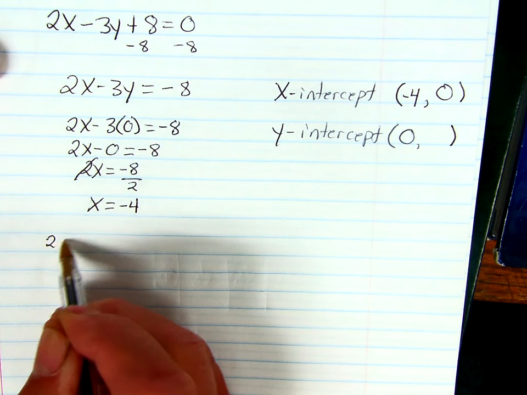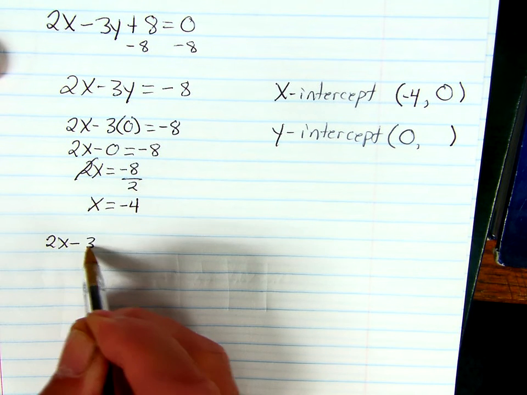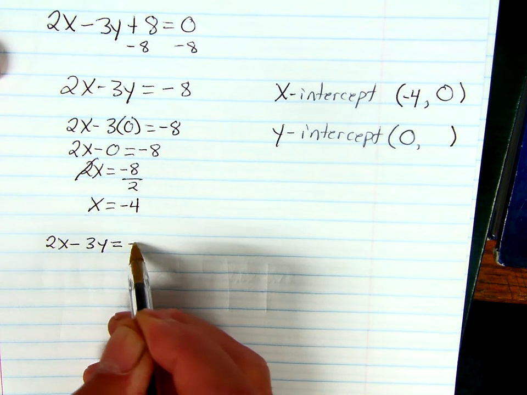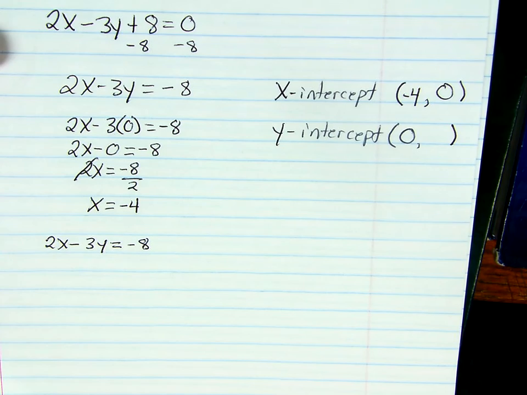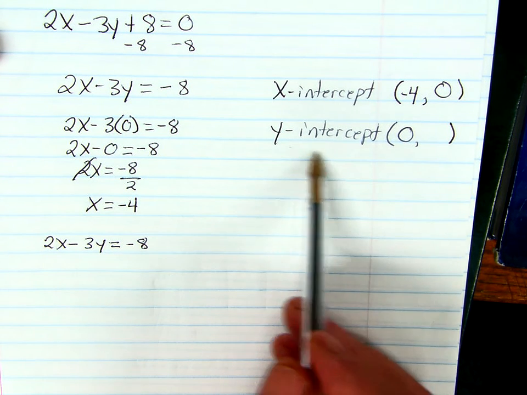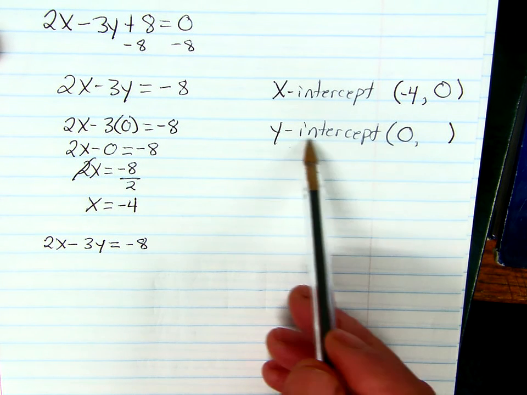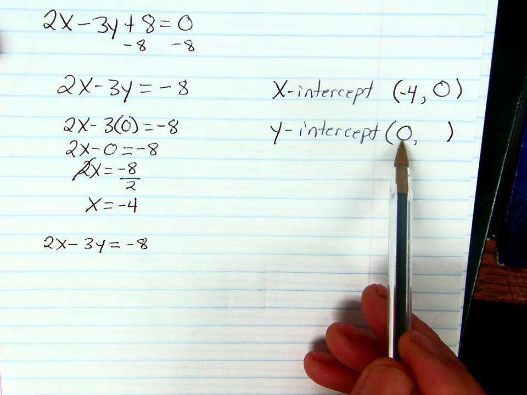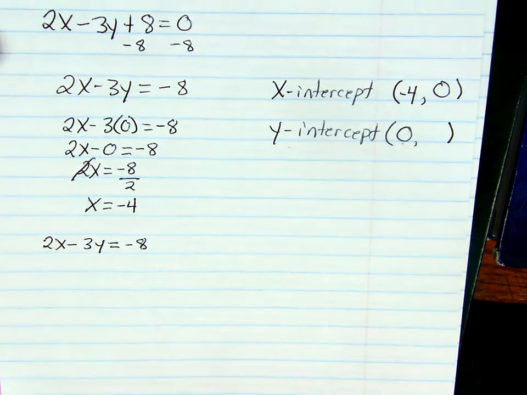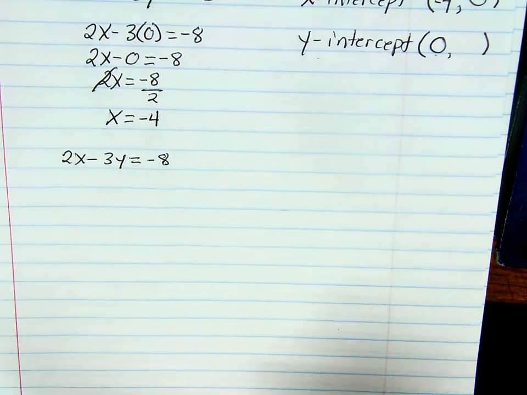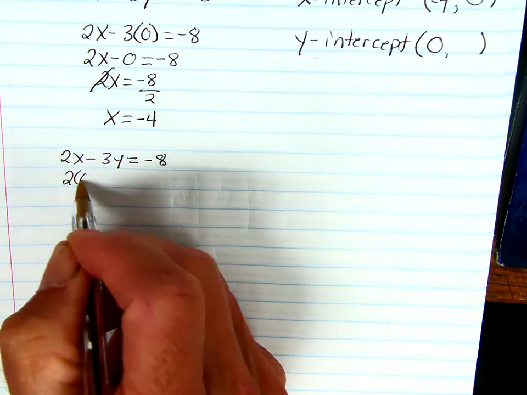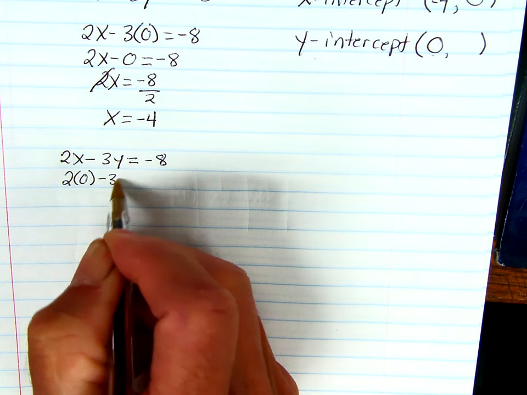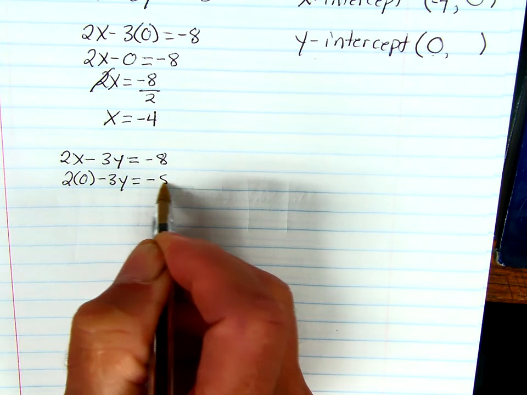Now we're going to start all over with the same standard form equation. This time we're going to do the y-intercept. If it's the y-intercept, x equals 0. So right here where this x is, we need to replace it with 0. So 2 times 0 minus 3y equals negative 8.